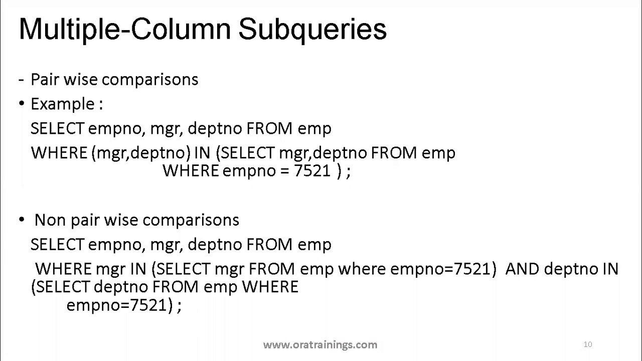So the pairwise comparison, what is happening here? In this example, when you say pairwise comparison, the pair manager and department number will be validated with the manager and department number in the child query. That is how it is working. That's a pairwise comparison. Non-pairwise comparison, what we do is independently we'll try to compare multiple subqueries. We'll write them. That is a non-pairwise comparison.